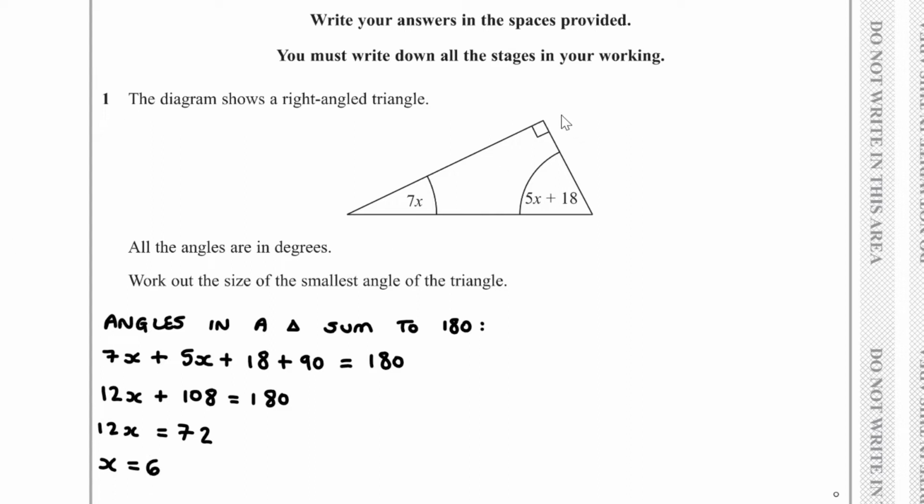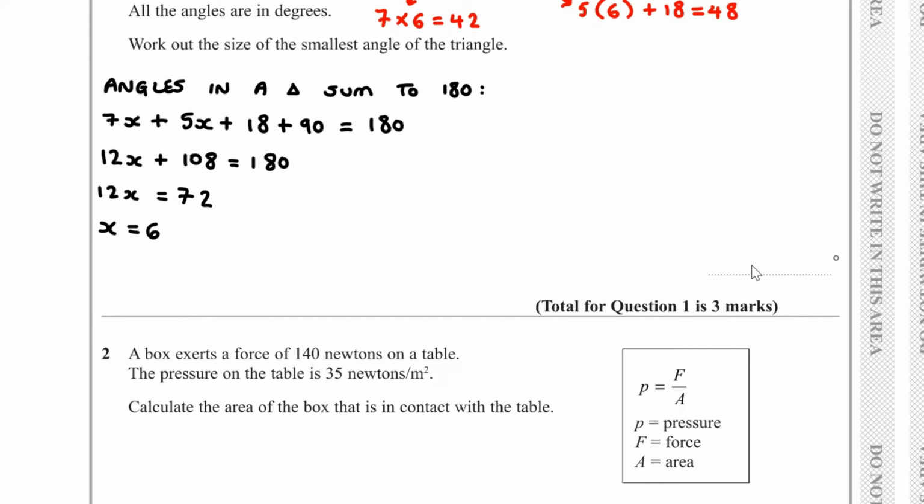Well, this angle here, of course, is 90 degrees. This angle here is equal to 5 lots of 6 plus 18, which is 48. And this angle here is equal to 7 times 6, which is 42. You can see the 42 is the smallest angle. So 42 degrees is the smallest angle.